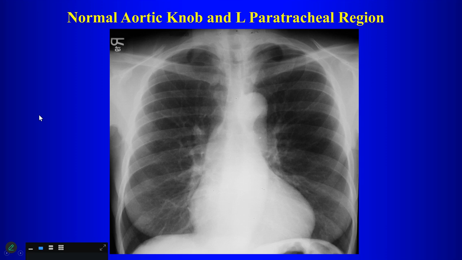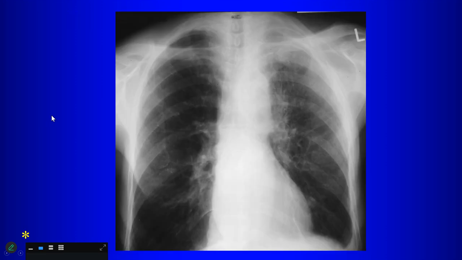The aortic knob, left paratracheal region. So the aortic knob, nice and smooth, right? You want to include that area in what you're looking at on your checklist. It should be very smooth like that.